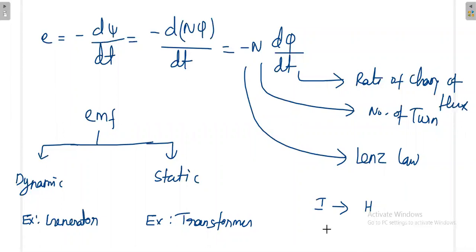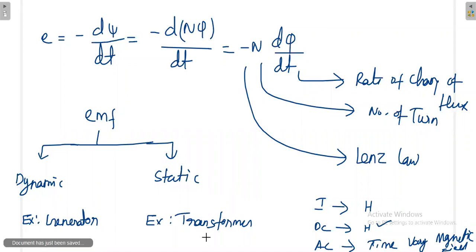magnetic field. If it is DC, it produces a simple magnetic field. But if it is AC, then it produces a time varying magnetic field. That's why the transformer will be used only in AC. The transformer will not work for DC. Never apply DC to the transformer. So the best example for static EMF is the transformer, and for dynamic EMF it is the generator.